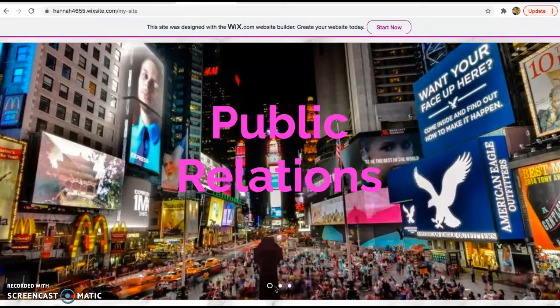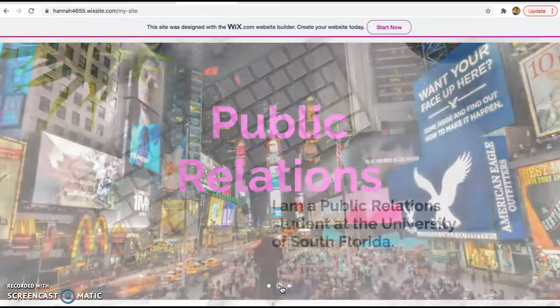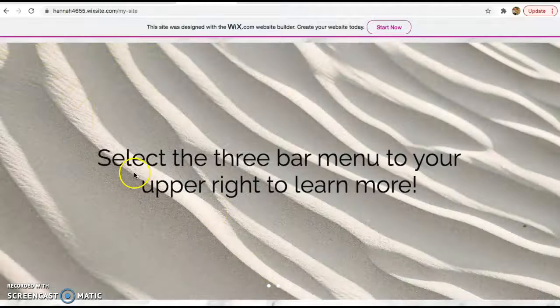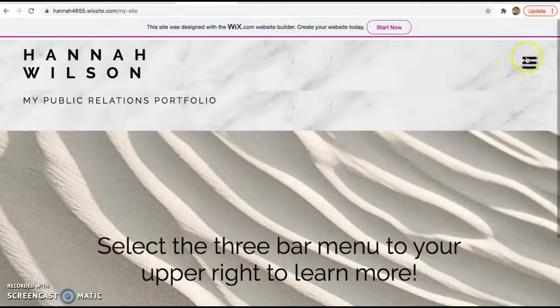And for the first one I included a picture of a city with a lot of people because I think that some really important aspects of the public relations industry is human connection and communicating with others. So then next I have a pretty simple slide that just says what I'm studying and where I'm studying it. And then lastly, the third slide says select the 3-bar menu to your upper right to learn more.